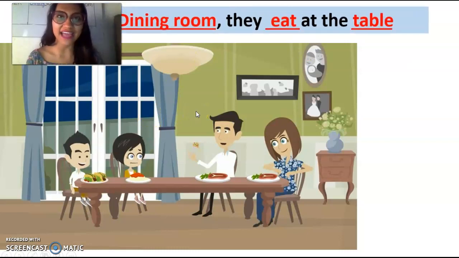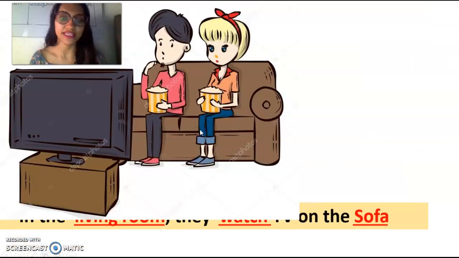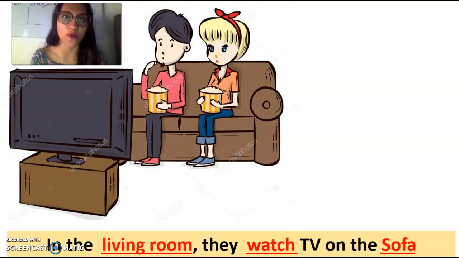This is the dining room. We eat in the dining room. They eat at the table. This is the table. The table for having breakfast, having lunch, and having dinner. In the dining room. There is a table in the dining room. Here we have the living room.